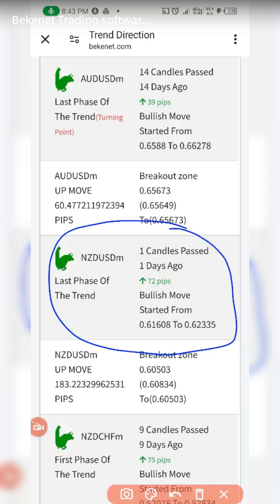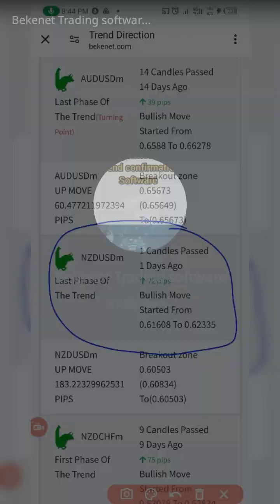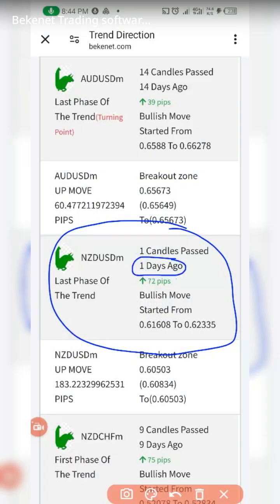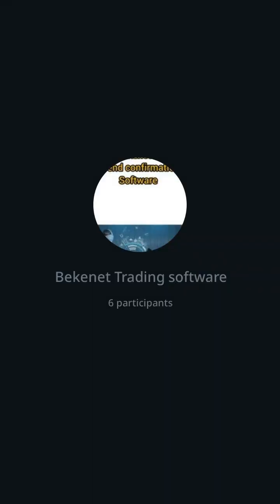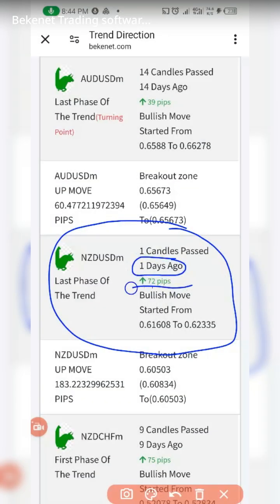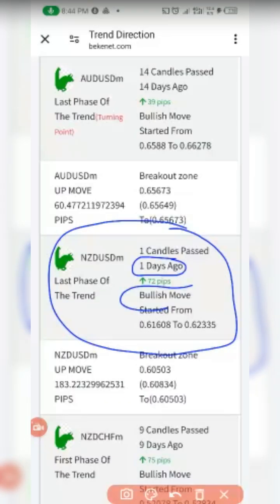All right. So now this is trend direction. This is not a sniper entry. Look at it. It's showing 1 day. So it's telling me that this is the last phase of a bullish move for New Zealand USD, but it's still on a bullish move. It has entered the last phase because the first phase has passed. This is the last phase now.